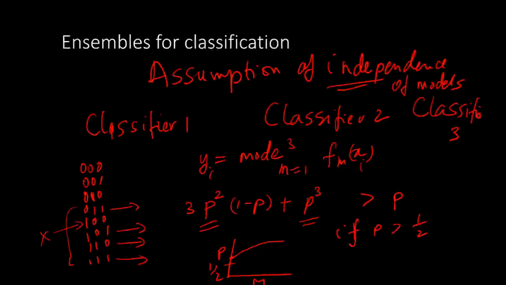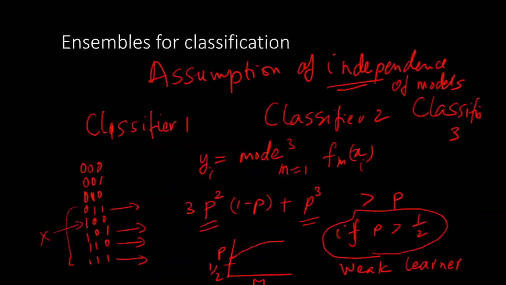The other thing to notice is that they have to have at least some good answers. Even if p is not touching 1, it cannot be below half, assuming balanced classes. So they have to have some learning capability, but they could be weak learners. Weak learner means that their probability of correct classification is not close to 1, but it is greater than half.